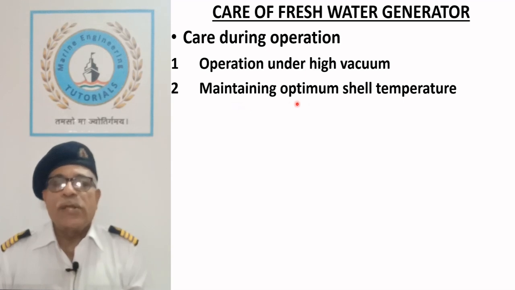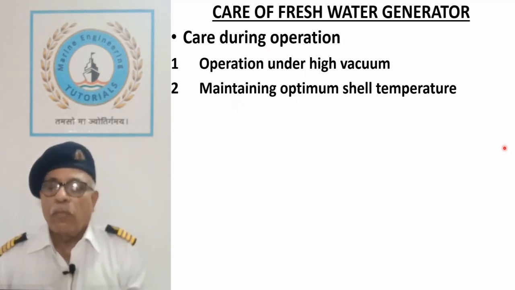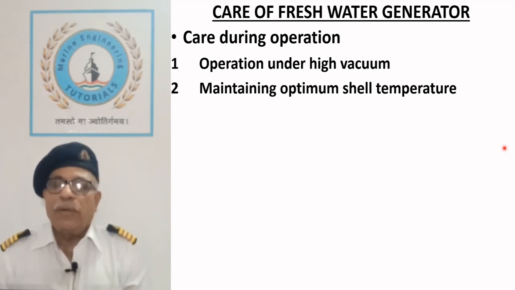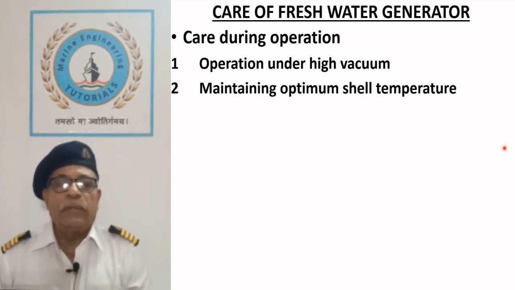Maintaining optimum shell temperature. Freshwater generator should be operated with shell temperature between 35 to 40 degrees centigrade, as the risk of scale formation in evaporator tubes is minimum in this range. Shell temperature can be maintained by regulating the quantity of jacket cooling water using the bypass valve.